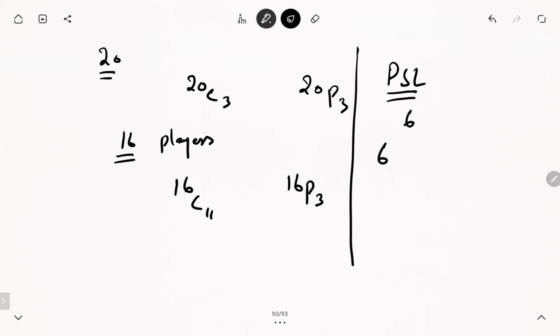Will that be 6C2 or 6P2? Why 6 and 2? 6 means total available teams. In a single match at a time, two teams play the match. Now tell me, will that be 6C2 or 6P2? Combination or permutation? Is the order important here? No, order is not important.